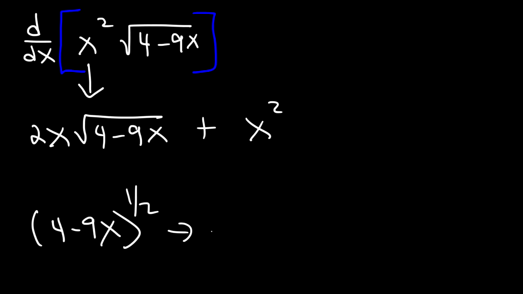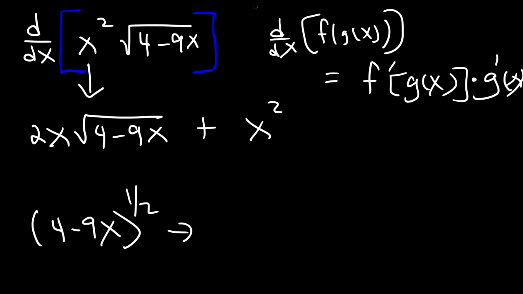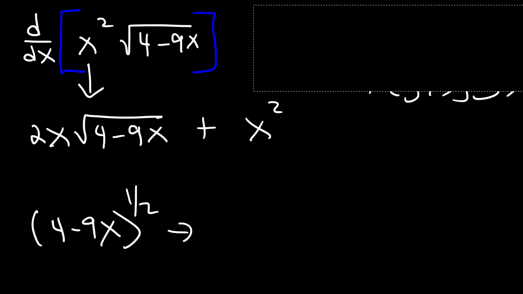Now, whenever you're differentiating a composite function, let's say if you want to find the derivative of f of g of x based on the chain rule, you need to differentiate the outside part f and then keep the inside function g of x the same, and then multiply by the derivative of the inside function. So that's the main idea behind the chain rule.